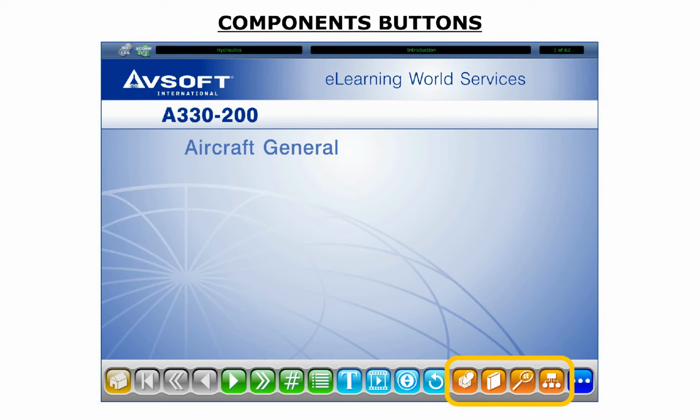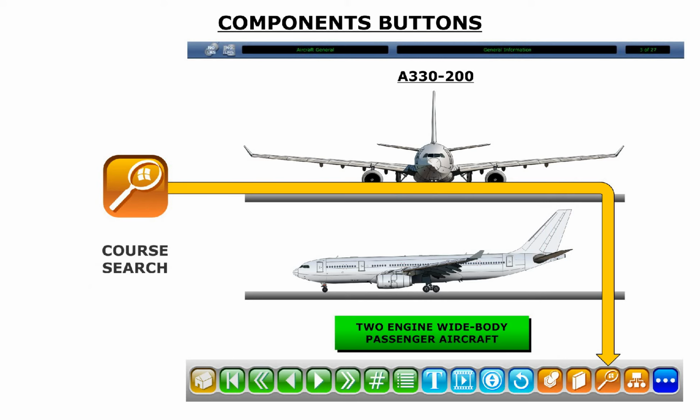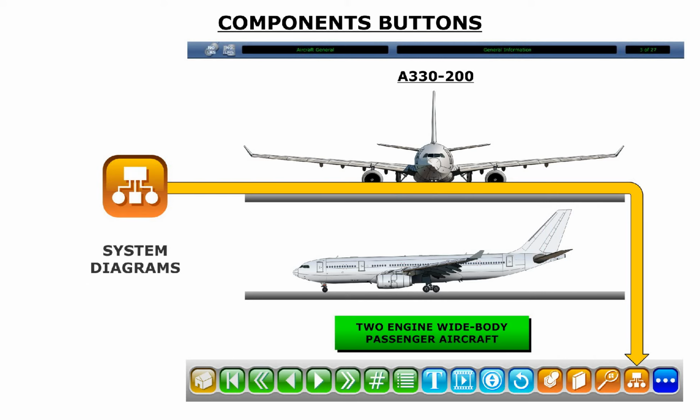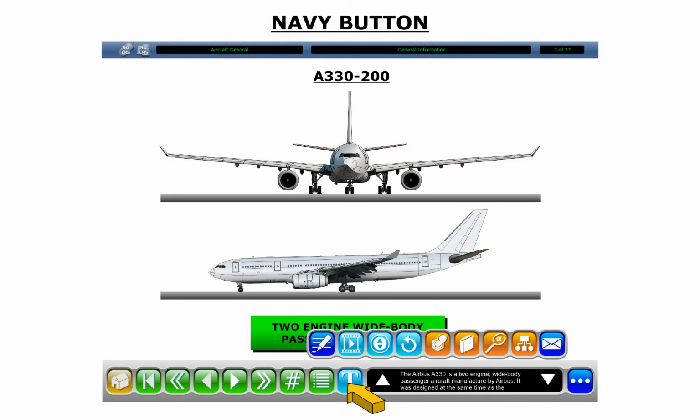The orange components buttons are, starting from left: light and switch glossary, text glossary, course search, and system diagrams. The navy blue additional features button allows access to notes and email features. If a user decides to display the narration text box, all additional and displaced buttons will be available after tapping the navy blue additional features button.